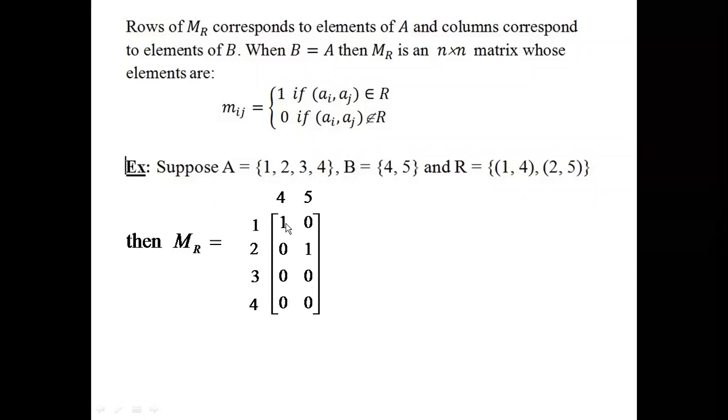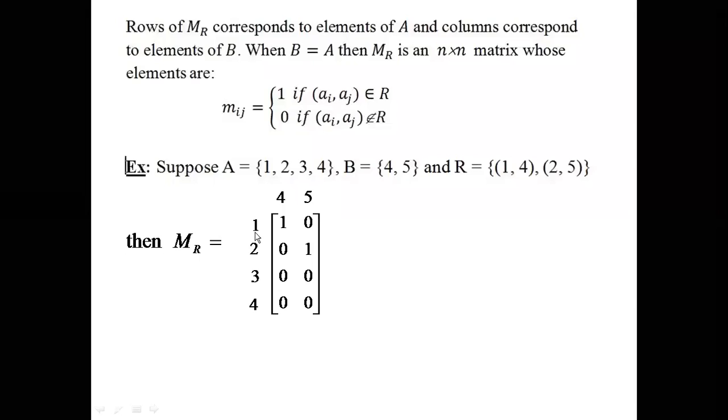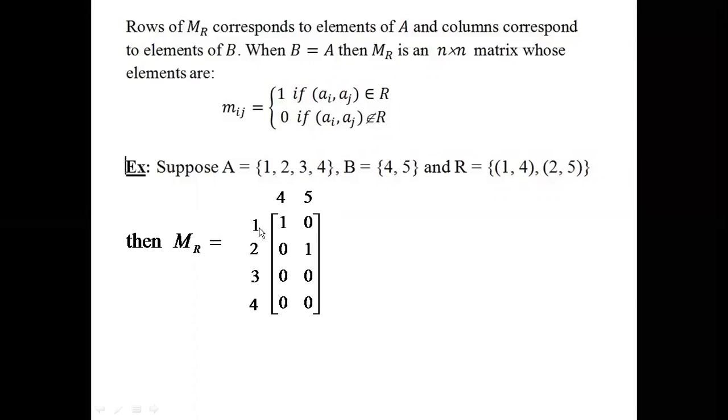Let us understand how it is. The relation R has (1, 4). So 1 is related to 4. 1 is taken from the set A, 4 is taken from the set B, because this is a relation from A to B. So 1 belongs to the set A and 4 belongs to the set B, and 1 is related to 4. So we assign a 1 there. 1 is not related to 5, so we assign 0. Means (1, 5) does not belong to the relation R. That's why it is assigned 0.